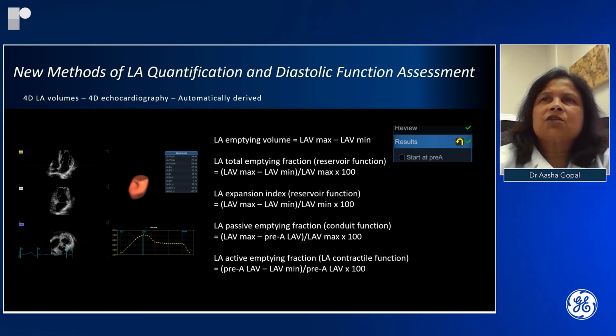The conduit function of the left atrium can be measured by taking the difference between the maximum volume and the pre-atrial volume and expressing it as a percentage of the maximum volume.